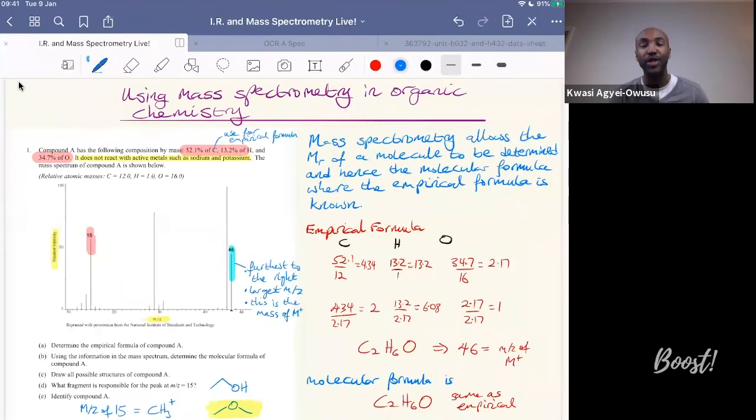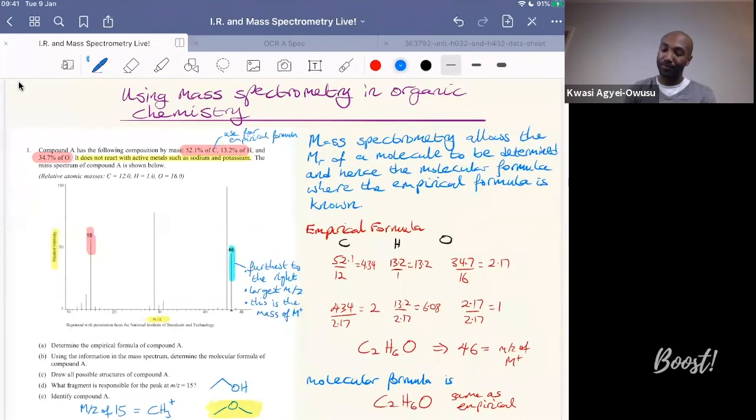So what we've done here is interpreted the mass spectrum for this molecule. We've used the largest M over Z value, or the M over Z value furthest to the right, to work out the molecular formula. That largest M over Z value is, of course, your relative molecular mass. Having worked out the empirical formula and then used this largest M over Z value, we can work out what the molecular formula is.